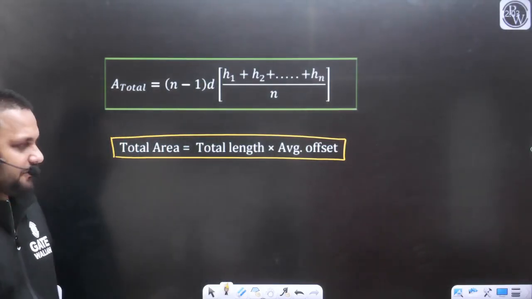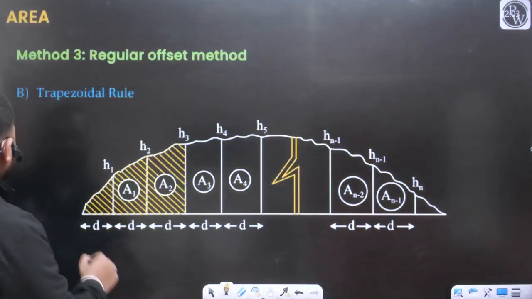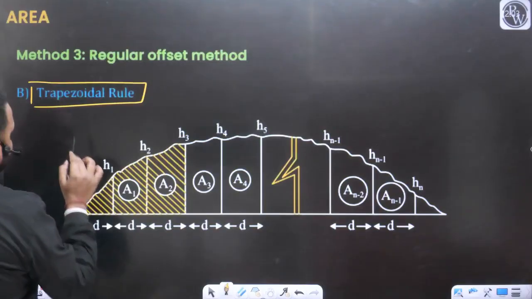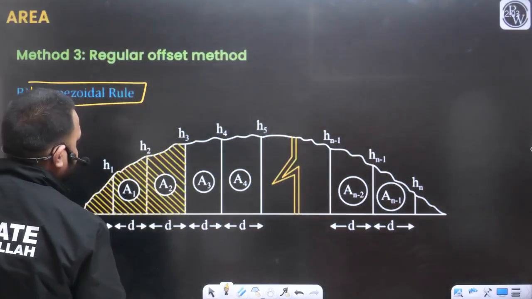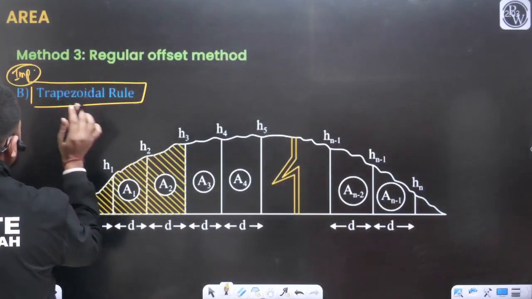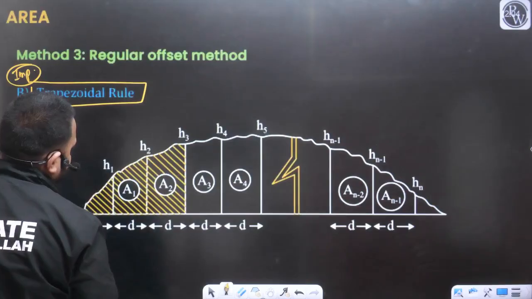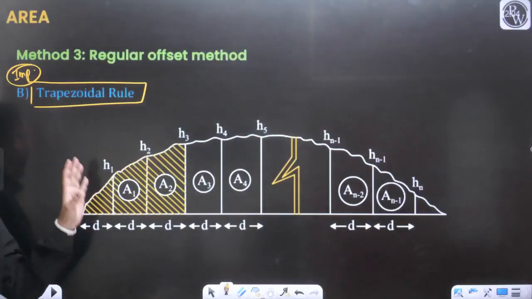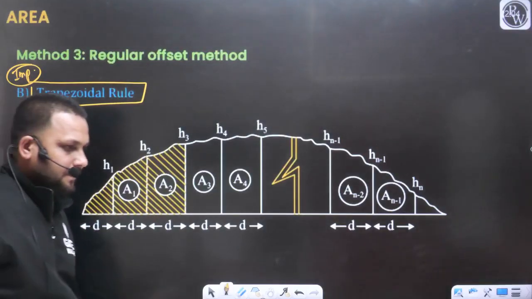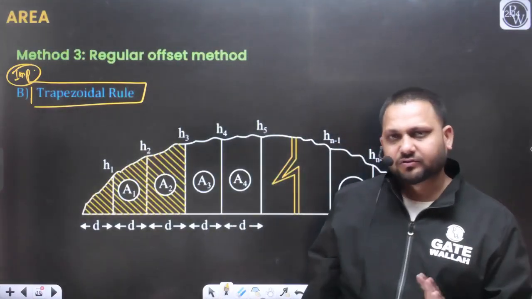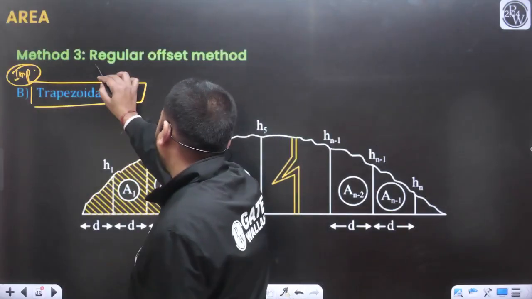Okay, so now let's see the further discussion. Now we are discussing the second method, and this method is important from your exam point of view. These two methods are important: the trapezoidal method, and then we will discuss Simpson's method. You will get the question in your exam from these two methods only. This is also a regular offset method.